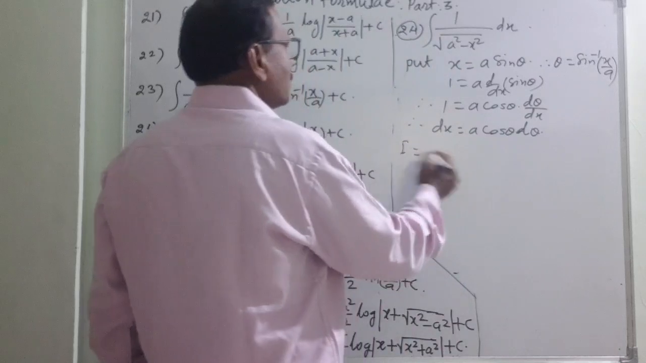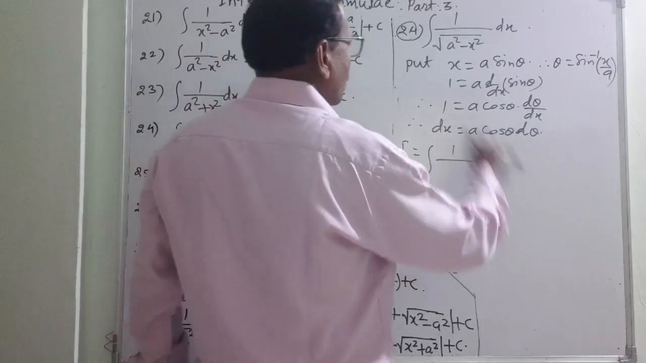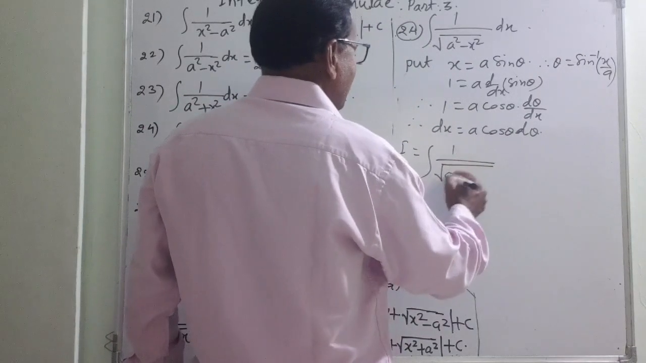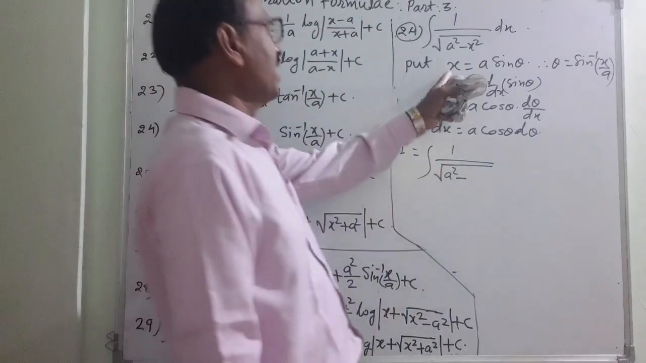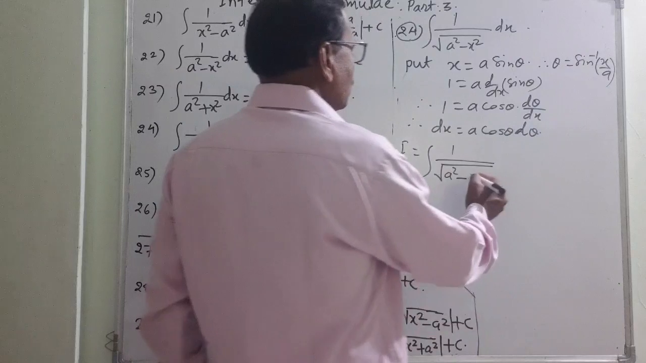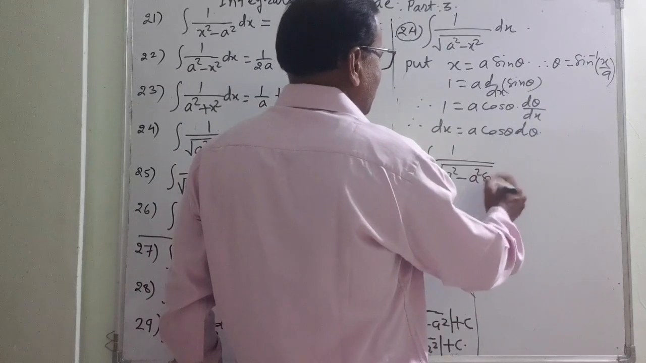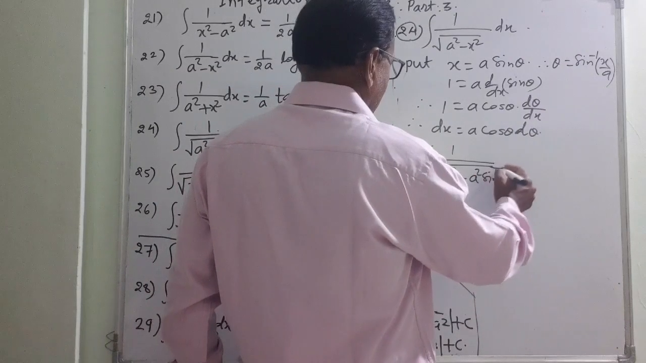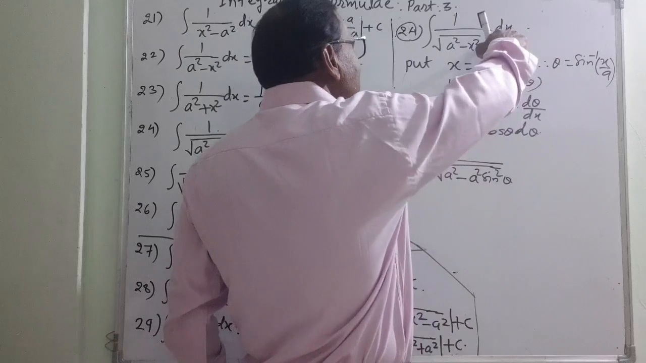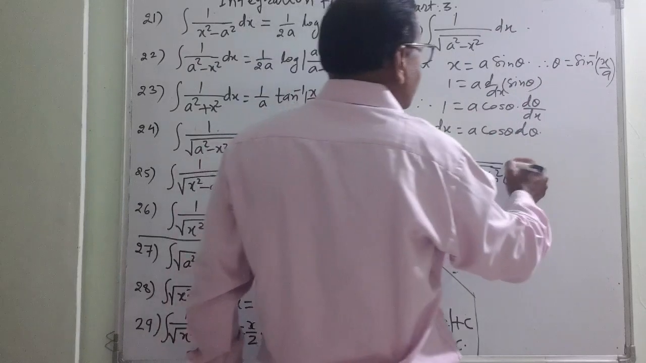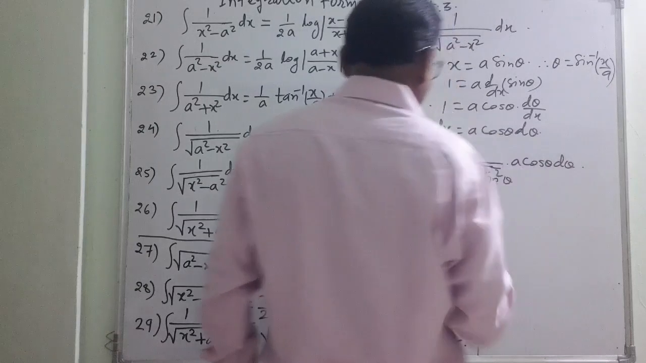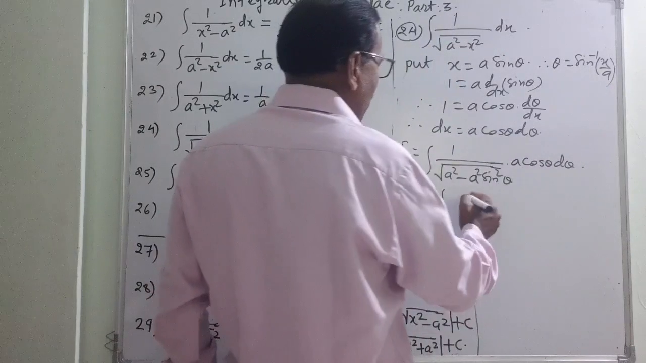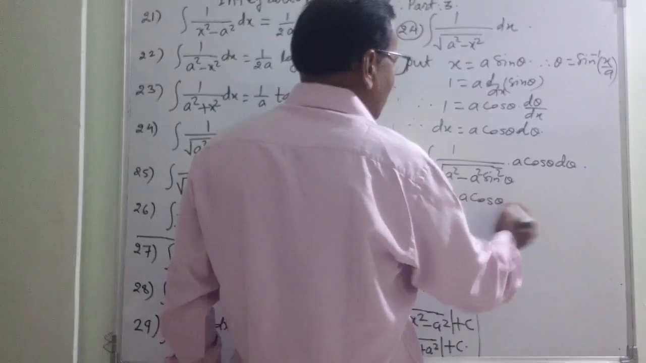Now I is equal to 1 upon root of a square minus, what is x square? x is a sine theta. So x square is a square sine square theta. Now here I can see dx. What is the value of dx? dx is a cos theta d theta. I will write it here, a cos theta d theta. That is equal to integration of a cos theta d theta. I will bring it here.